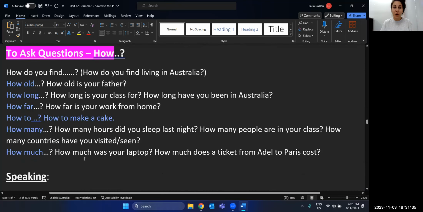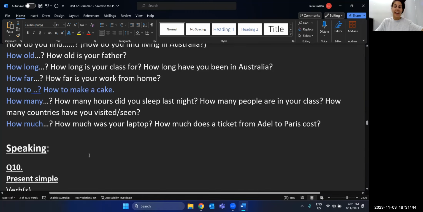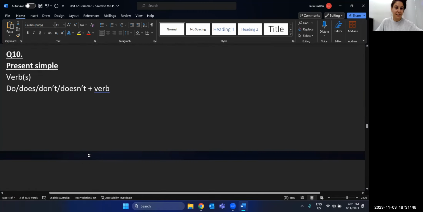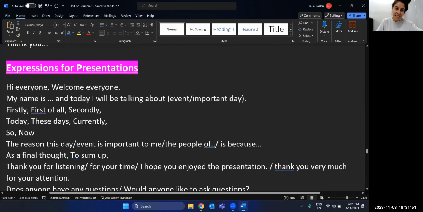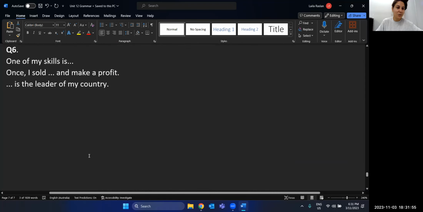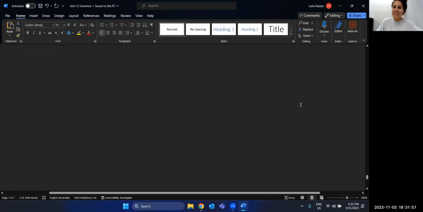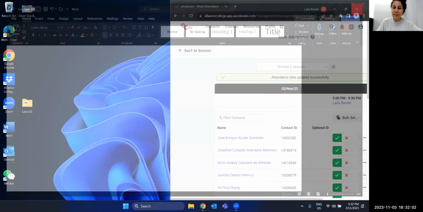We looked at how questions. So how old is something? How far is something? How long? How big? How much did that cost you? How many books do you have? That was it. We did presentations, so we know how to present. And that was it. You can find my notes on Padlet. So that's all that we have learnt in this unit.